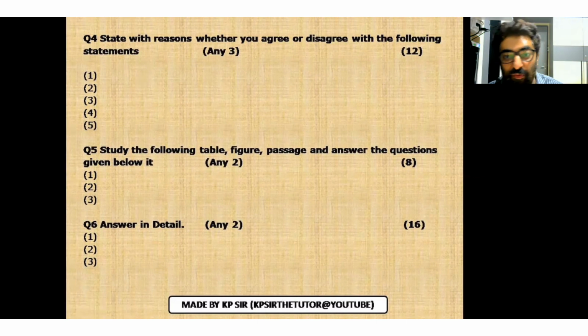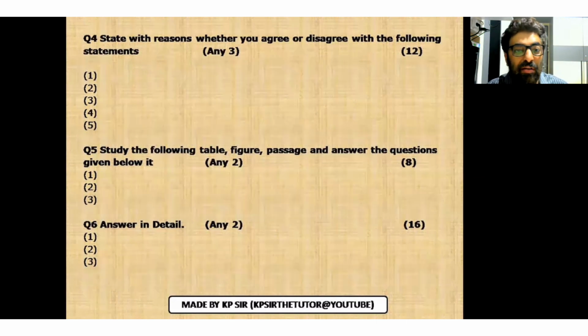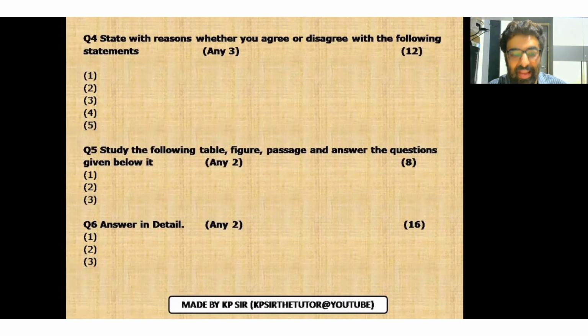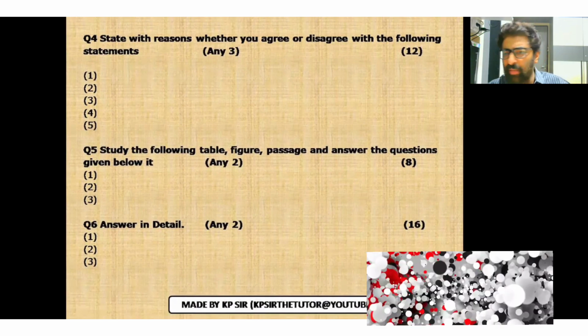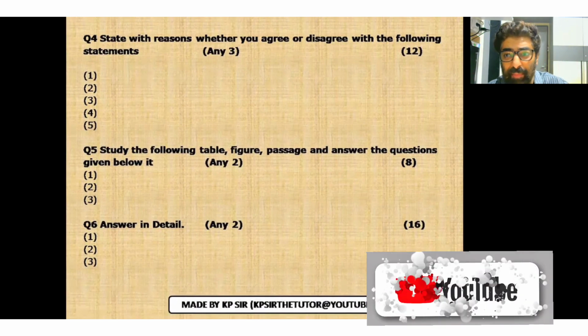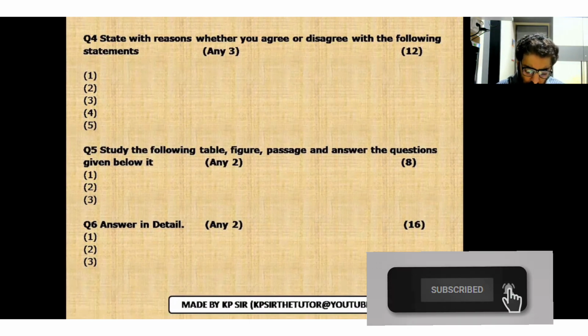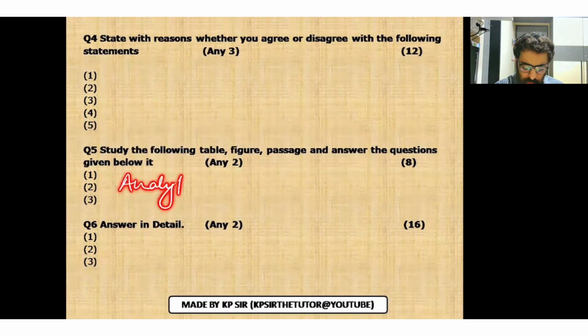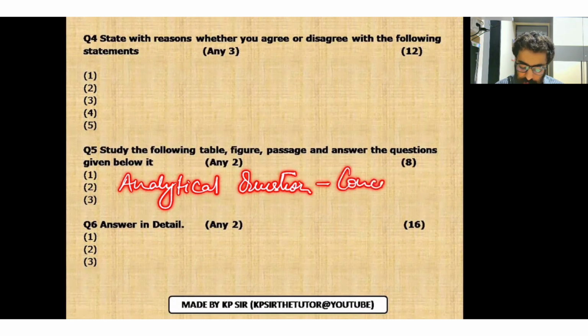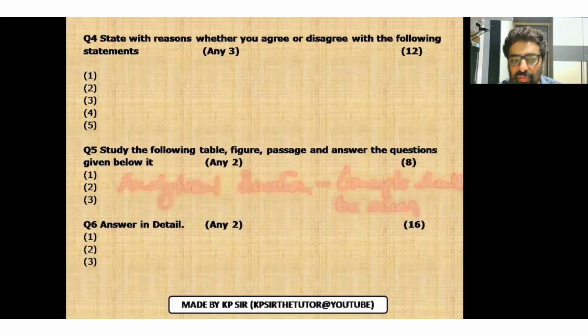Or they might give you some figure. For example, they might give you the relationship between TU and MU. Understood? And on that diagram, they will ask you 4 questions. Or they might give you a backward bending supply curve of labor, and 4 questions on that. So the 5th question is the analytical question, and for this you require concepts. Your concepts should be clear for this.